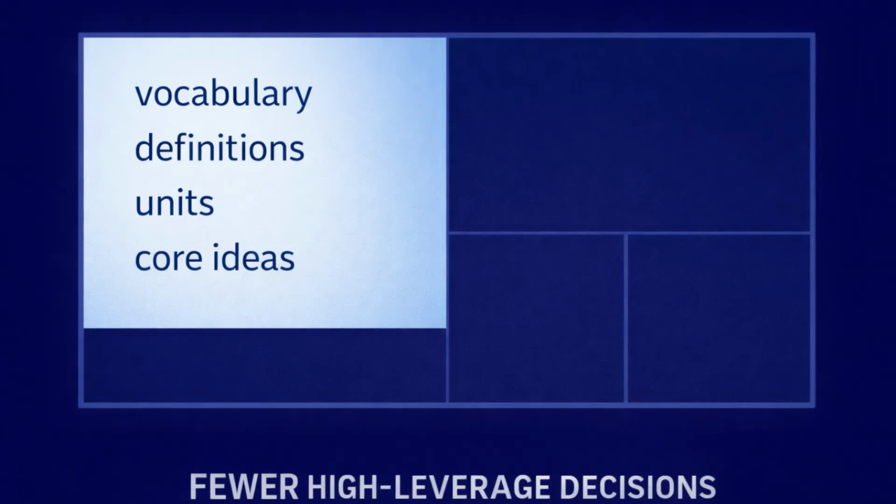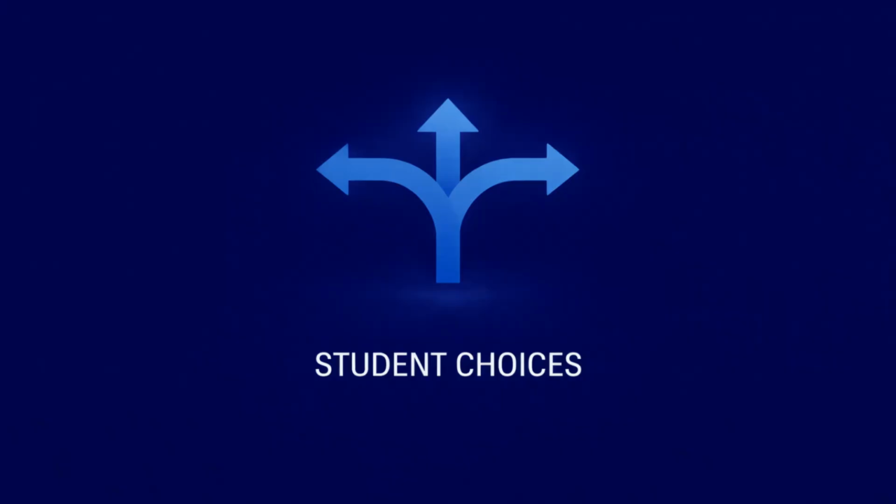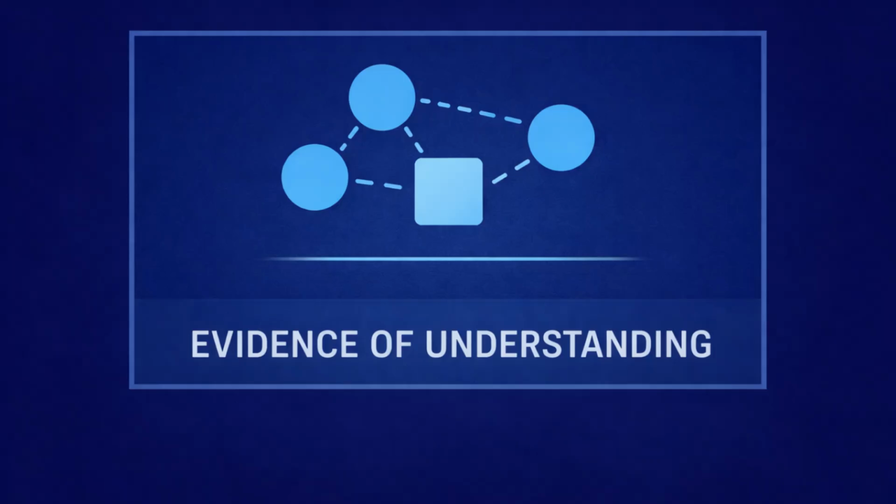First, identify what students must know. This includes vocabulary, definitions, units, and core ideas. Second, identify what students must do. This includes creating representations, solving contextual problems, and explaining reasoning. Third, identify what students must decide independently. These are the mathematical choices students must make without being told what to do. Fourth, identify what counts as evidence of understanding. This is what you would accept as proof that the student understands the mathematics, not just that they got an answer.